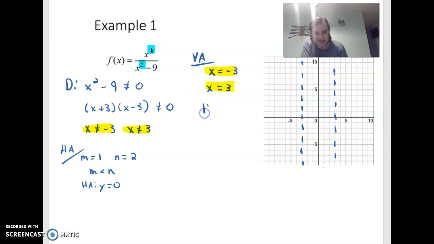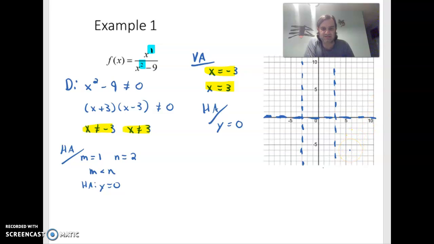So my horizontal asymptote is y equals 0 because the bottom exponent is bigger than the top. Okay, so I'm going to put that in. And also, while I'm doing this, remember that if we have a horizontal asymptote, we can't have an oblique.